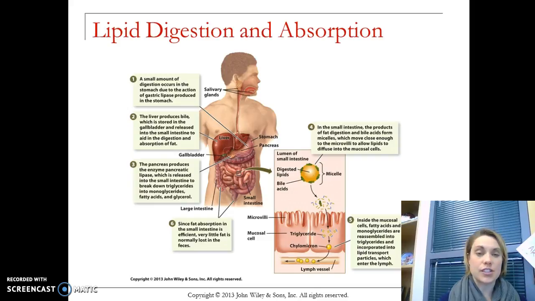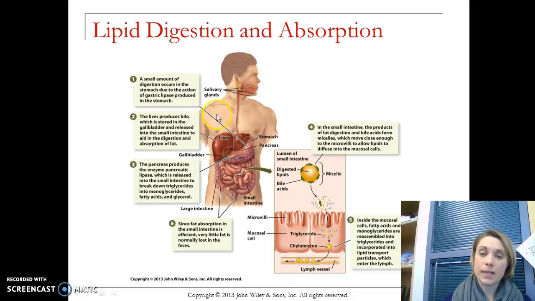However, most digestion doesn't occur until the small intestines, when the liver produces bile, which is stored in the gallbladder and then released into the small intestines. Bile mixes with lipids, creating a product called a micelle. The micelle contains some digested lipids, partially digested lipids, as well as bile acids. The pancreas produces an enzyme called pancreatic lipase. This is released into the small intestines to break down triglycerides.